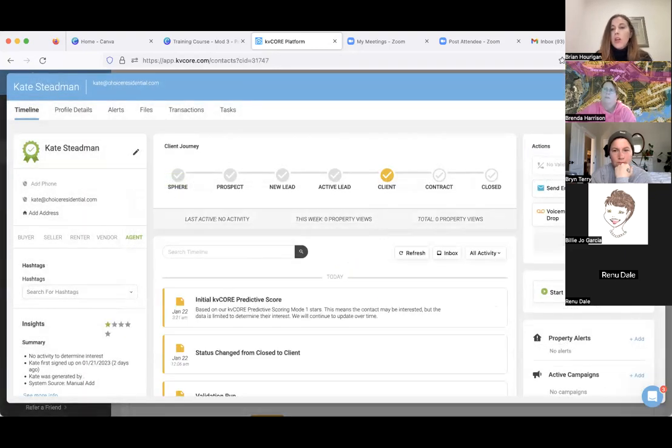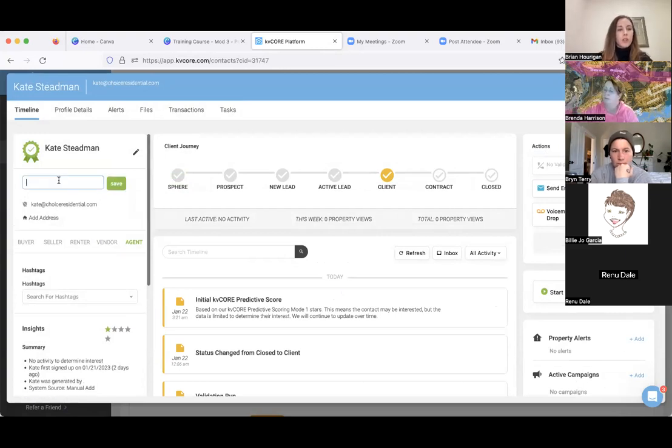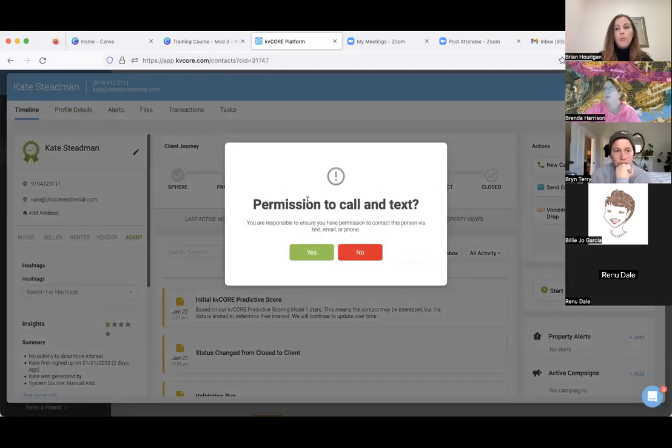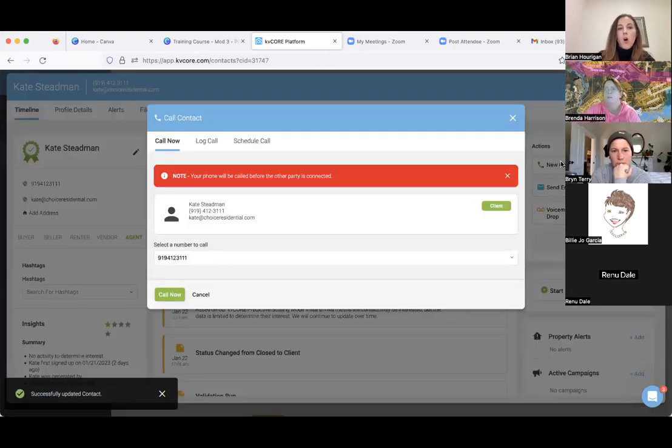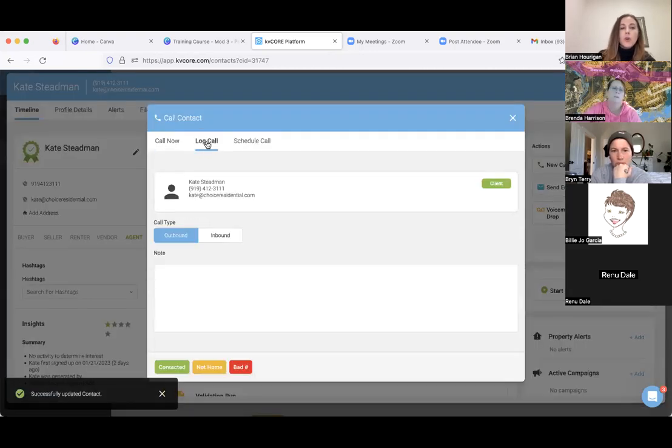Now, you can also add notes. You can do a ton through here. You can call people through the system. I don't typically do that, but you can also make a call log, which I don't have my phone number in here, so it won't let me add a call. But if I were to, I could click call. I then can do a call log.